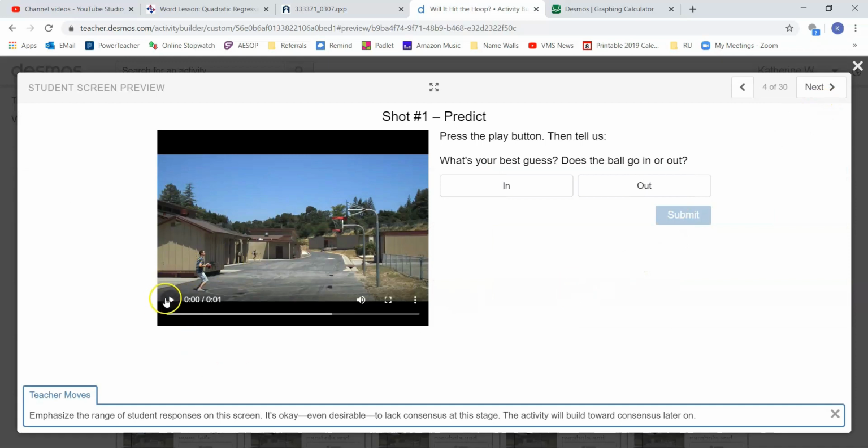All right, so here is a video of a guy shooting a basketball. We're going to watch it. So the question is, what's your best guess? Is this ball going to go in the hoop, or is it not going to go through the hoop? If we were in class, I would have you all click in and out. You can say your guess out loud. I think, though, it kind of looks like it's going to go in. So I'm going to submit that answer.